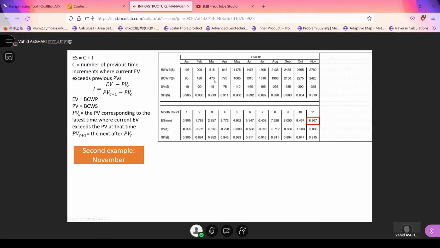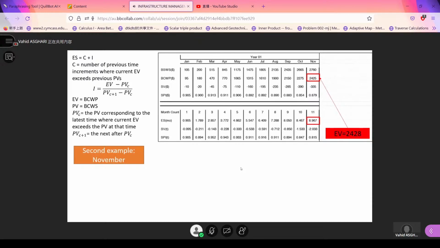We want to find the ES, the earned schedule, for month November. It is 8.967. Earned value is provided. It is 24.25. Okay, we have it. We can put it in the equation to find I. But what about C? We need to come up with this idea.